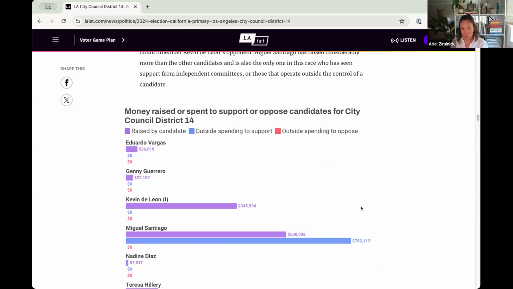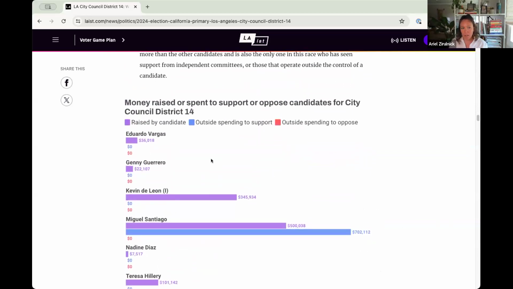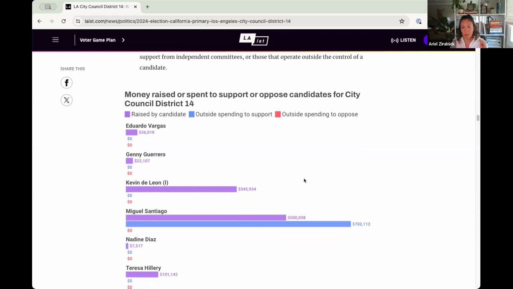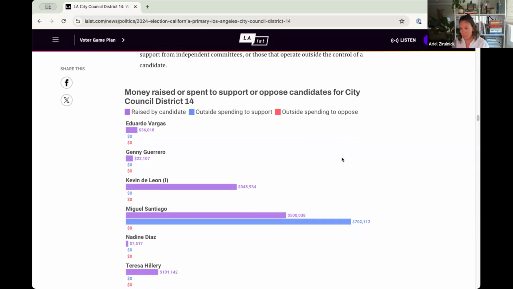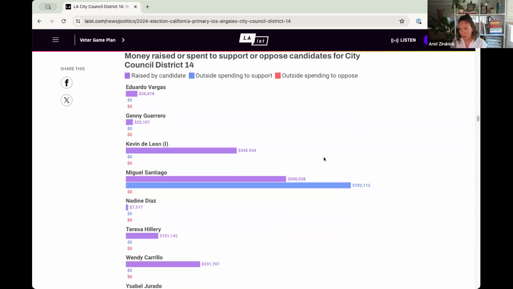But this is where we've gotten up to this point, showing what's been raised by the candidate, the outside spending to support and the outside spending to oppose. I believe this was updated every time a new campaign finance filing deadline passed, and I believe it was done manually. Bree and I worked with our colleague Brian Frank on this, and so he handled more of the nuts and bolts. But a lot of what I spent my time thinking about is what is the right way to display this information to help people understand it.